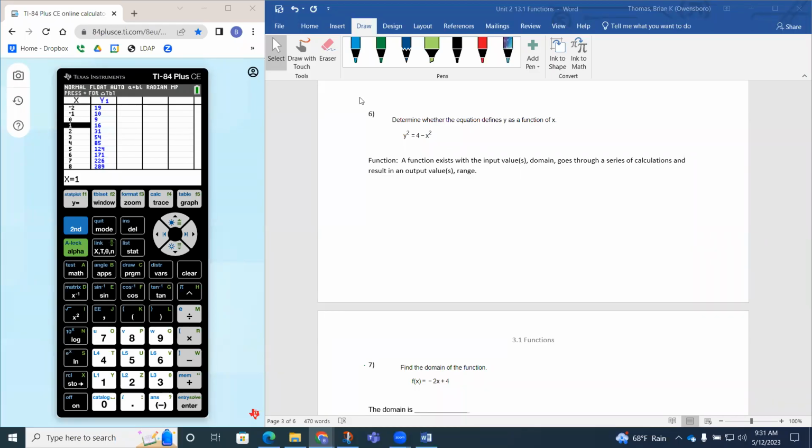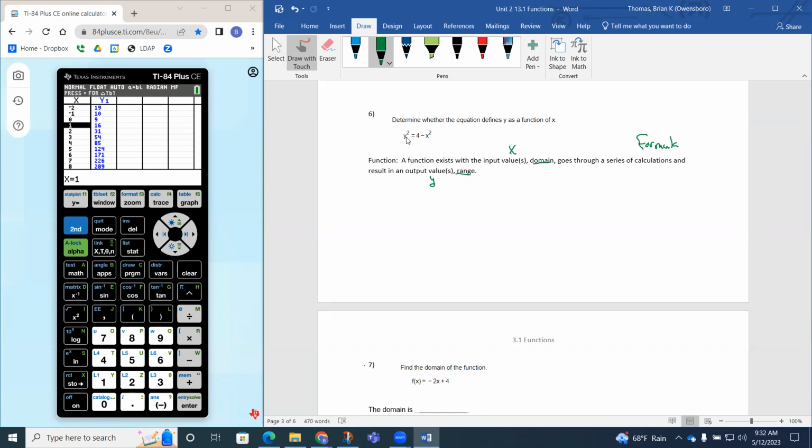So question 6 says, determine whether the equation defines y as a function of x. So again, for y to be a function of x, it has to meet this characteristic here. A function exists when input values, which again we would describe as x values, which we also call domain, goes to a series of calculations, which we will describe as the formula, the part that has adding, subtracting, multiplying, dividing, and squares and square roots, etc. And we're going to result in what's called output values, which we would call our y values. And again, they're going to be associated with the word range.